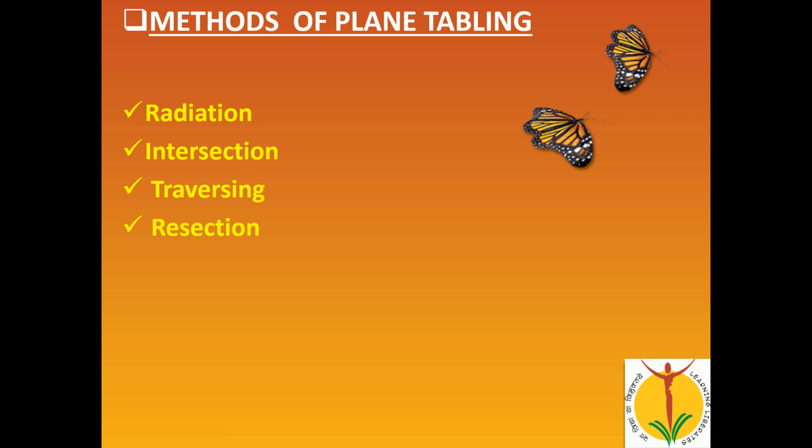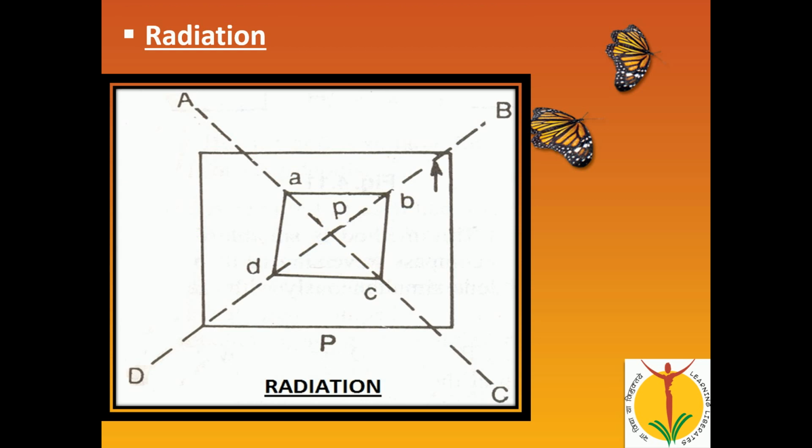So the radiation method means you are going to get the position of the various objects on the ground surface on the drawing sheet by using this method. This radiation method is generally used for a small area, from a single station. If you can get the various points on the ground from it, for that purpose you can use the radiation method.